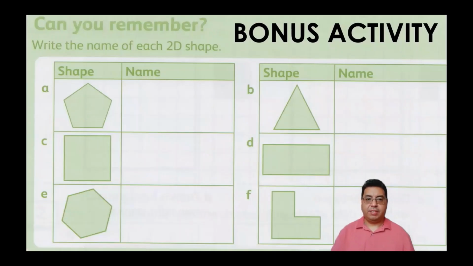So here's the bonus activity. What I want you to do for this part is just name each 2D shape. Now we already did that earlier, so if you want to go back in the video and look, that's not a problem. And just write the names, please.